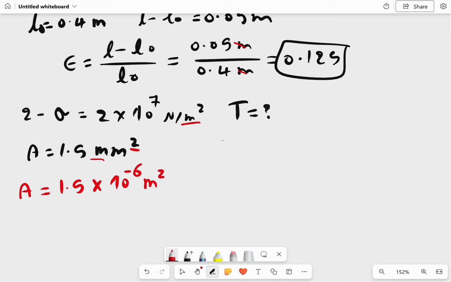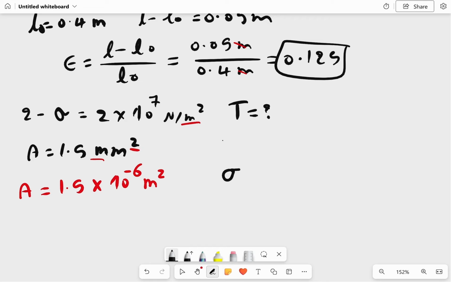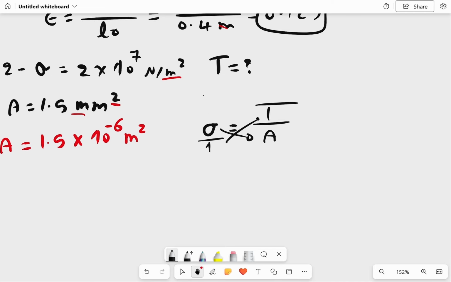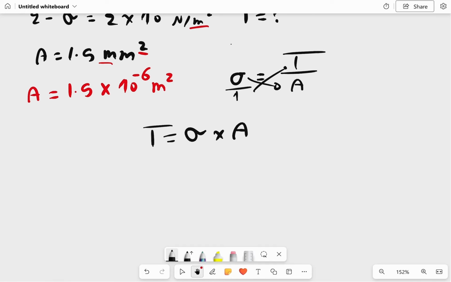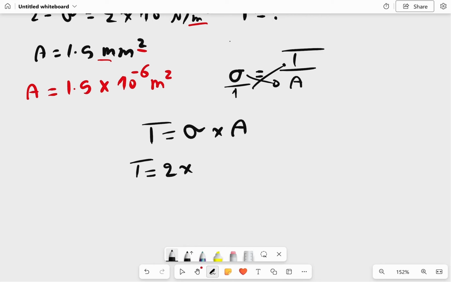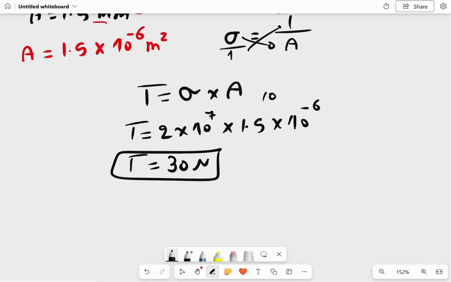Now you have area and you have stress too. Let's find the tension. So stress is equal to tension over area. Let's say you have 1 here, cross multiplication. So tension will be stress multiplied by area. So tension is equal to 2 times 10 to the power of 7 times 1.5 times 10 to the power of minus 6. 10 to the power of 7 multiplied by 10 to the power of minus 6 is 10. 2 times 1.5 is 3, then you have 10 multiplied by 3, 30 Newton. This is 30 Newton. This is question 2.